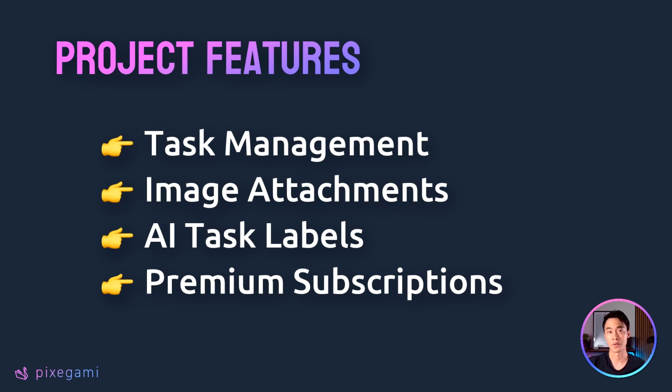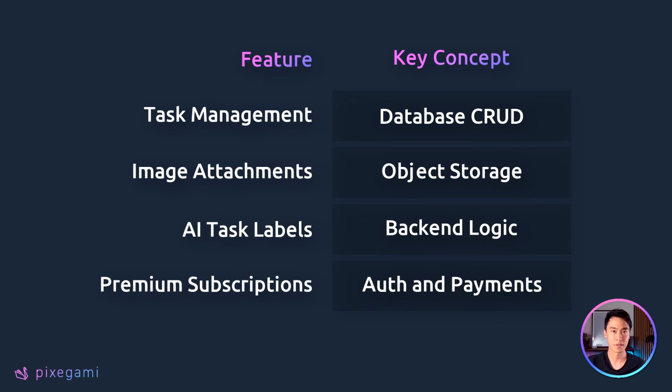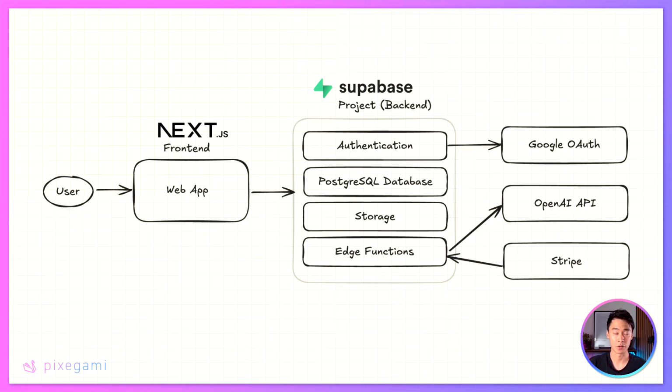These are the features that we want our app to have. They include task management, image attachments, automatic AI labeling for our tasks, and the ability to sell premium subscription plans to our users. It's a pretty standard set of features for an app, but the reason I chose these is that behind each of these features, there's a really important concept that I want to show you. So having them all in one project is a great way to learn how to apply all of them at once. Now, let's take a quick look at the architecture for this project.